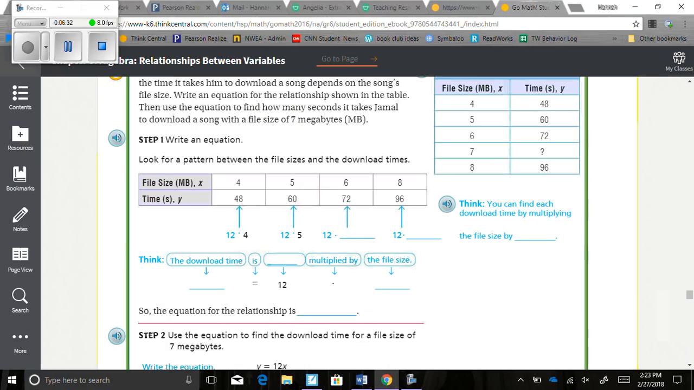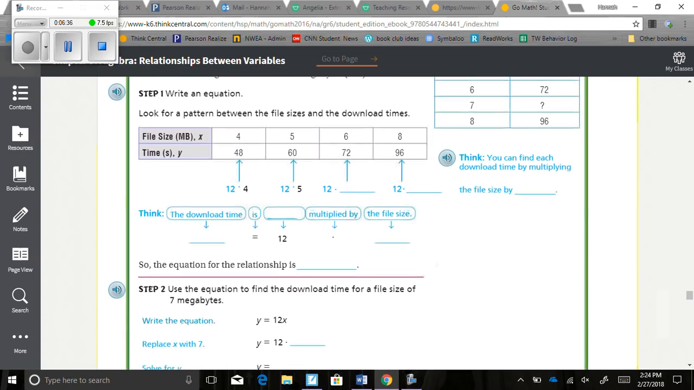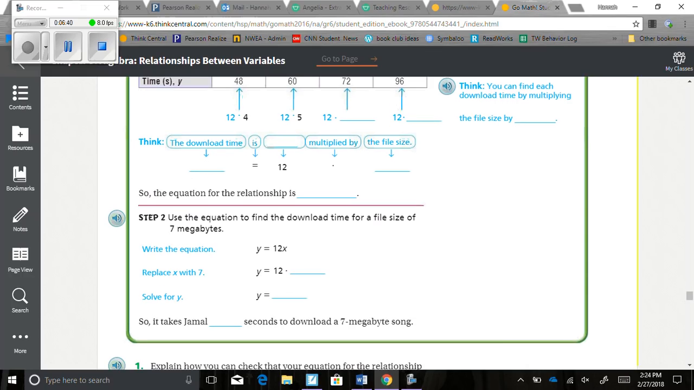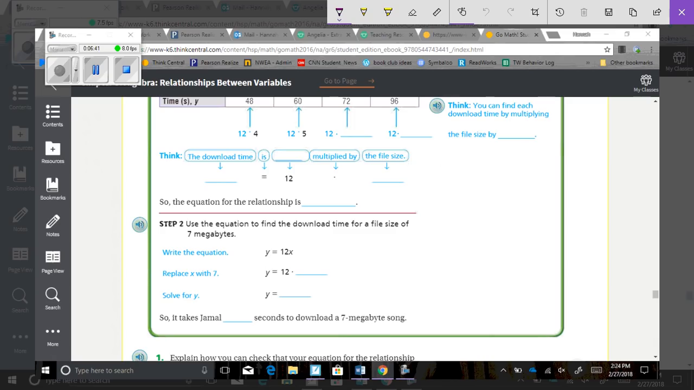Then it says, then use the equation to find how many seconds it takes Jamal to download a file size of 7 megabits. So we're going to take what we know and plug in what we also know. So y equals 12 times 7, since we want to know what it would be for 7. 12 times 7 is 84. So it takes Jamal 84 seconds to download a 7 megabit song.